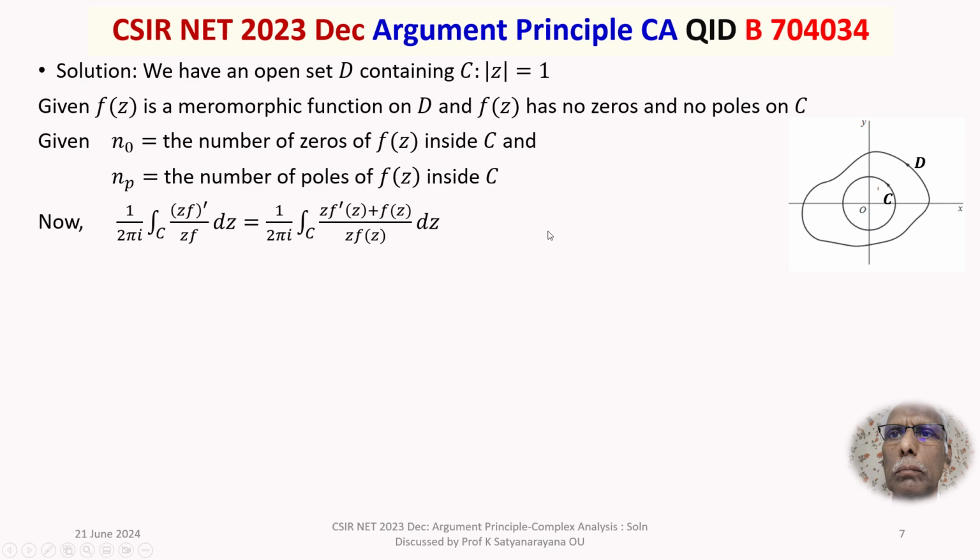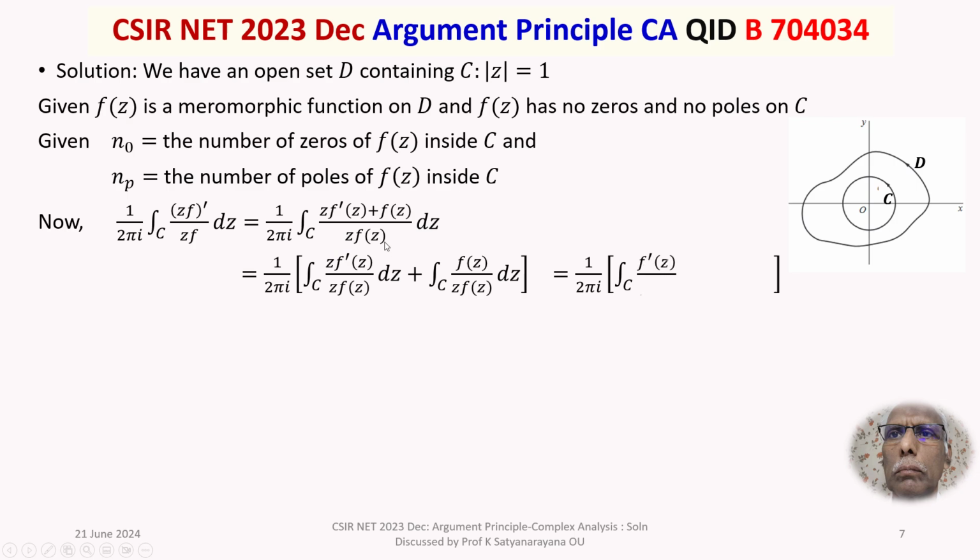Now, let's separate them. So 1 by 2πi integral taken round C, the first one z f'(z) by zf(z), plus integral taken round C f(z) by zf(z) dz. Now that will be equal to 1 by 2πi integral taken round C of f'(z) by f(z) dz. That means we are cancelling z here.